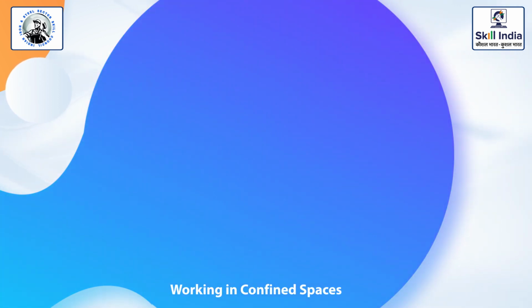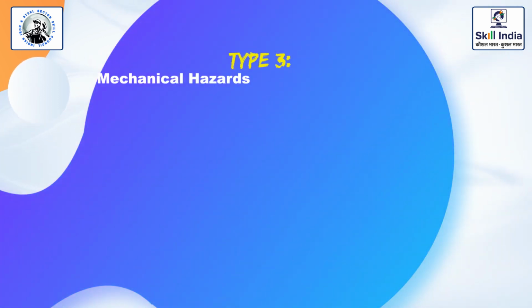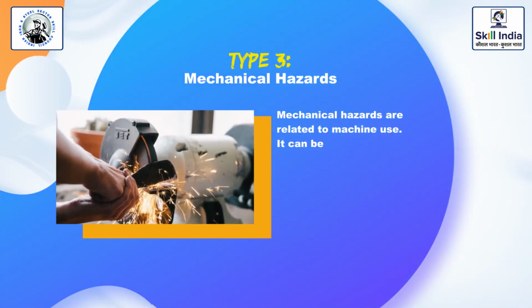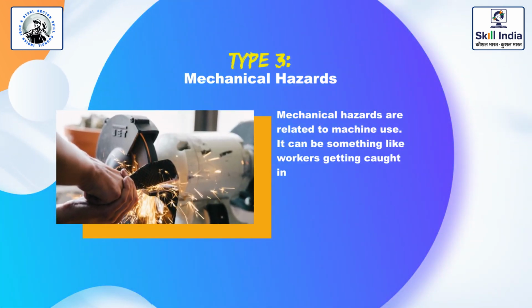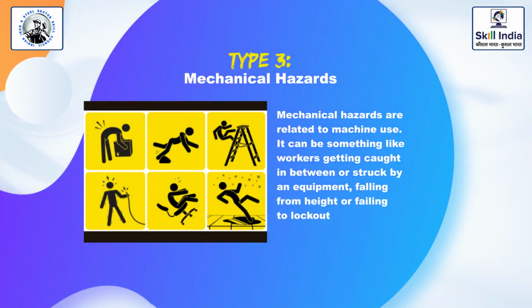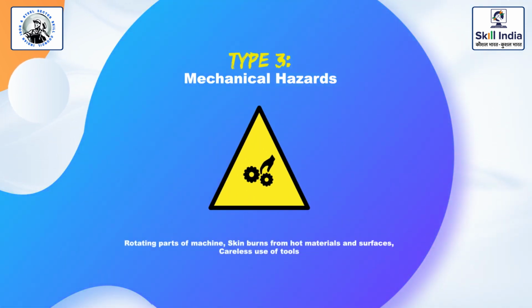Working in confined spaces. Mechanical hazards. Mechanical hazards are related to machine use. It can be something like workers getting caught in between or struck by an equipment, falling from height or failing to lock out equipment. If there is a rotating machine, risk of hair, strands, loose cloth may get entangled with the equipment and lead to serious injuries. Also, any loose part of the machine may fly off and cause eye injuries.